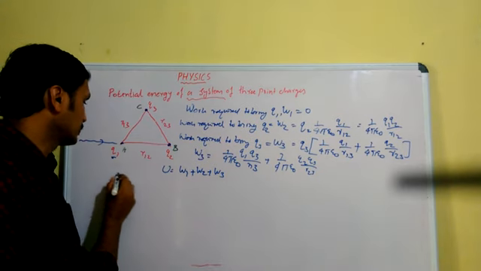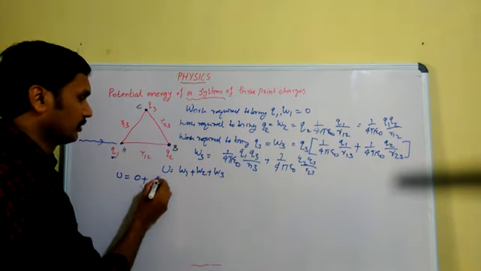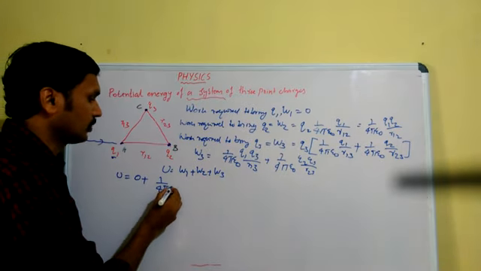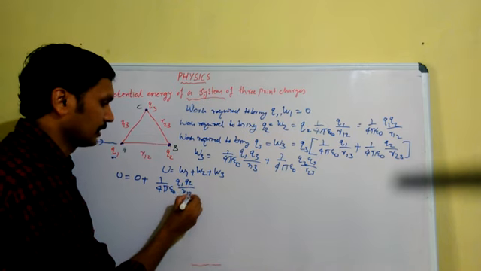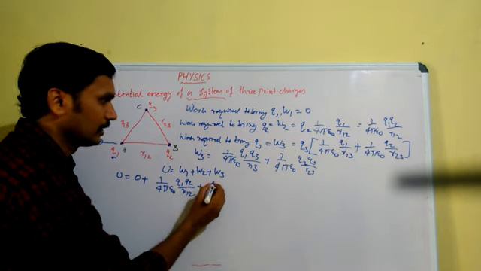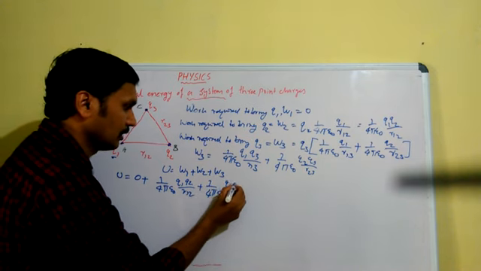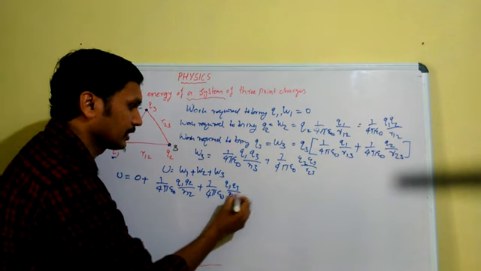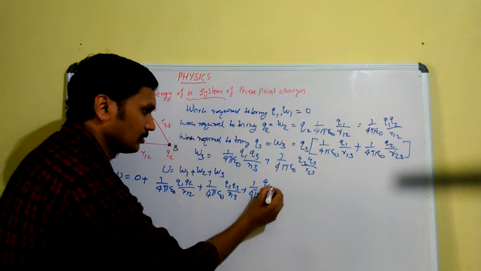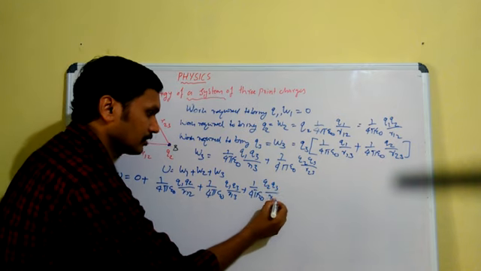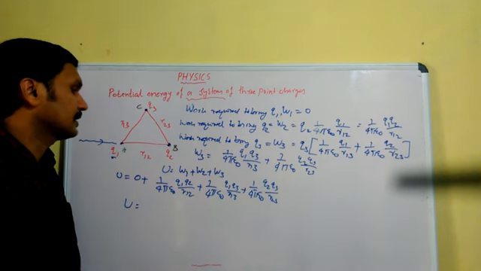Substituting the values, W1 is equal to 0, plus W2, which is 1 by 4 pi epsilon 0 Q1 Q2 by R12, plus W3, which is 1 by 4 pi epsilon 0 Q1 Q3 by R13 plus 1 by 4 pi epsilon 0 Q2 Q3 by R23. This is the potential energy of this 3-point charge system.